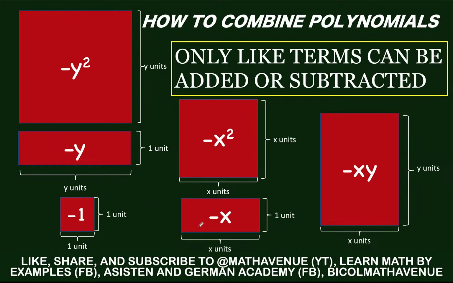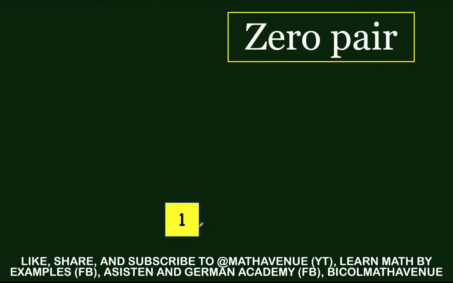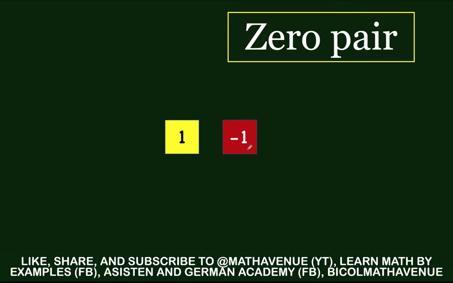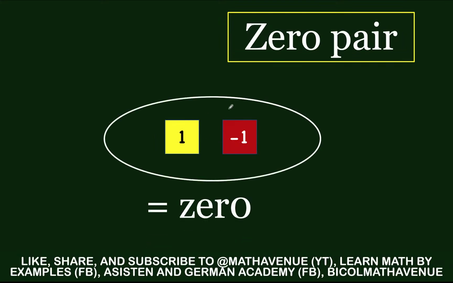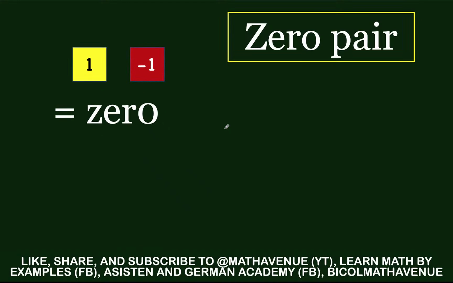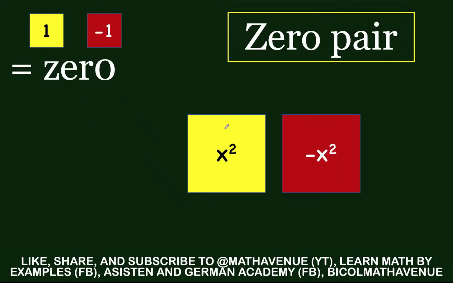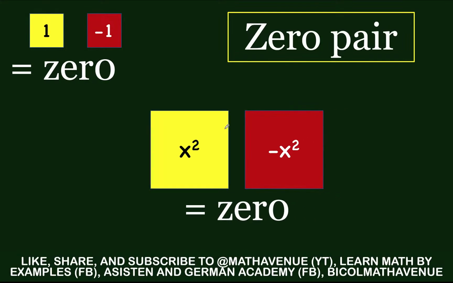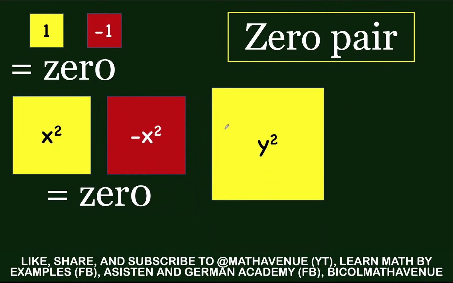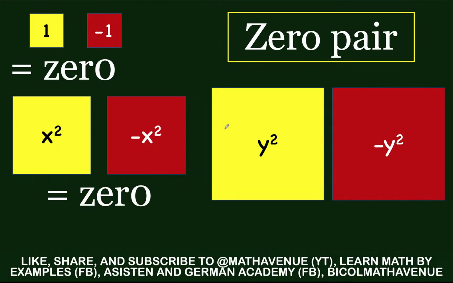This color coding is important because we are going to talk about what we call the zero pair. If you have one positive, that is yellow, and another negative, that is red, when you combine positive 1 and negative 1, the result is 0. That's why we call this a zero pair. And so when you are combining polynomials and you have one yellow and one red of the same dimension, then you can simply remove them because anyway the value would result to 0. So let's have an example. If we have x squared and you have another red negative x squared, this also forms a zero pair, and you can cancel that out later on also, as long as they come in pair.